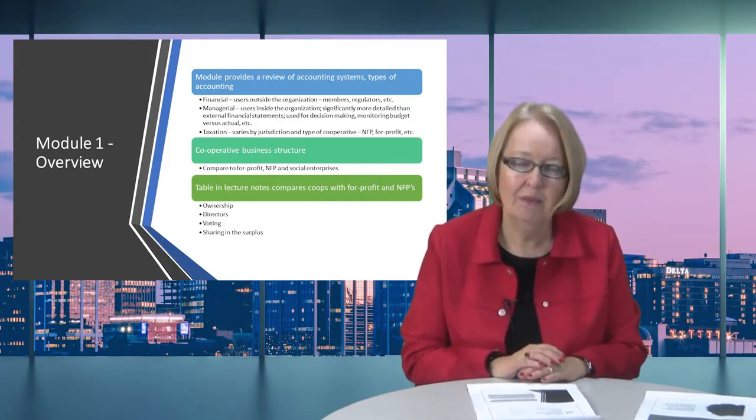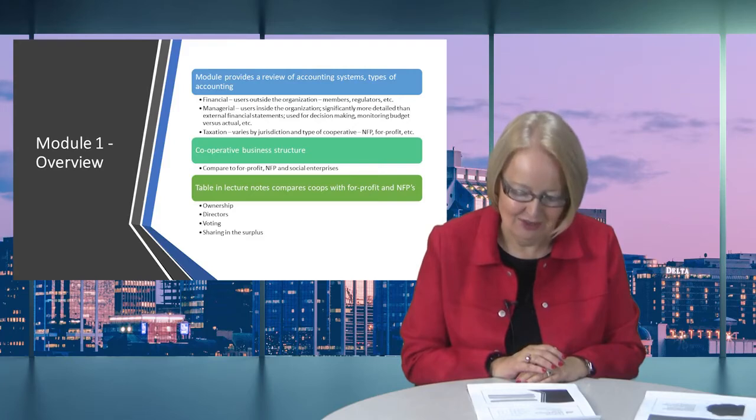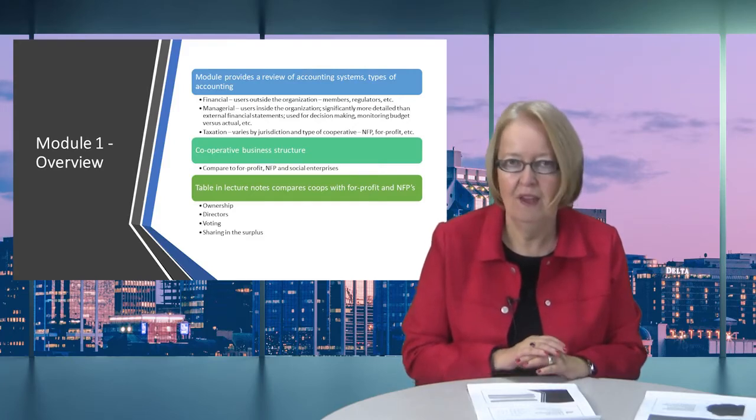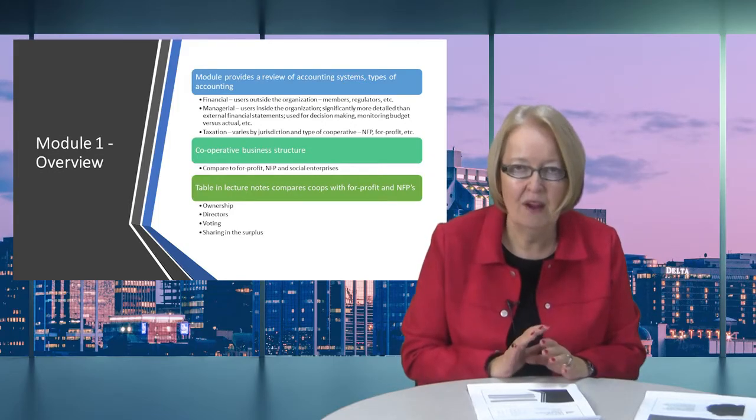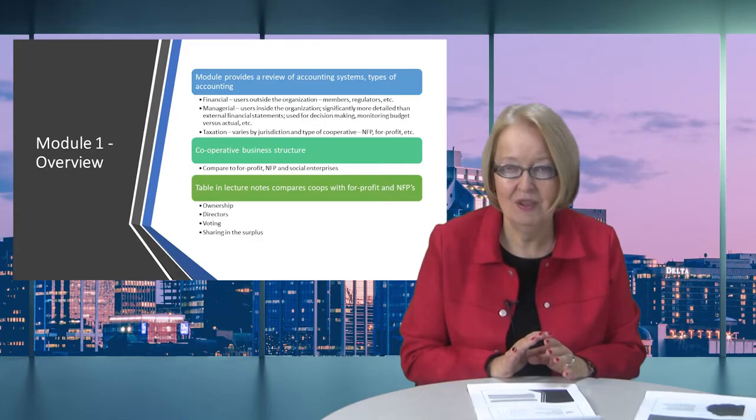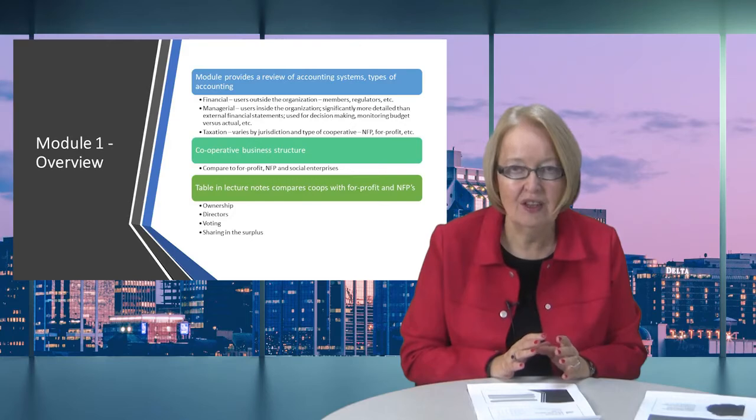So the third type of accounting is taxation, and taxation varies quite a bit from one jurisdiction to another. Even within Canada, each province, of course, has its own unique tax regime, and certainly from one country to another, the taxation laws are different.